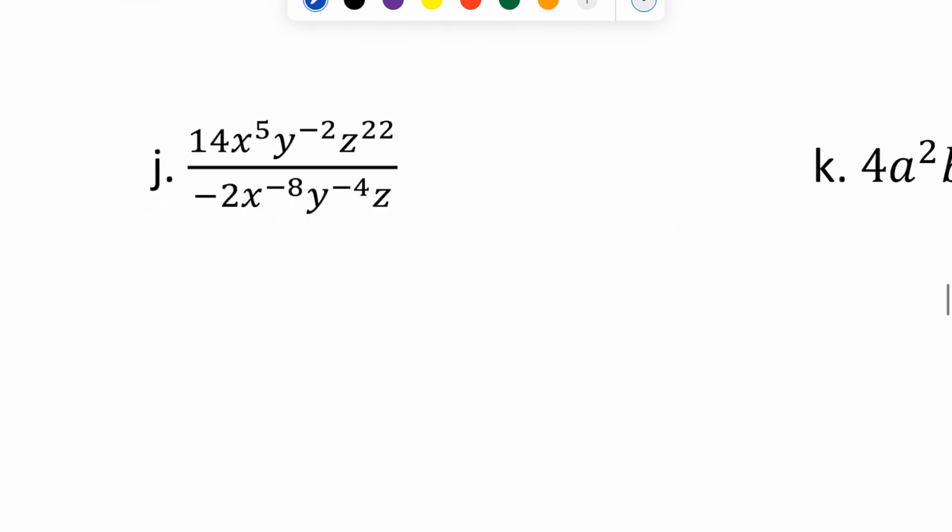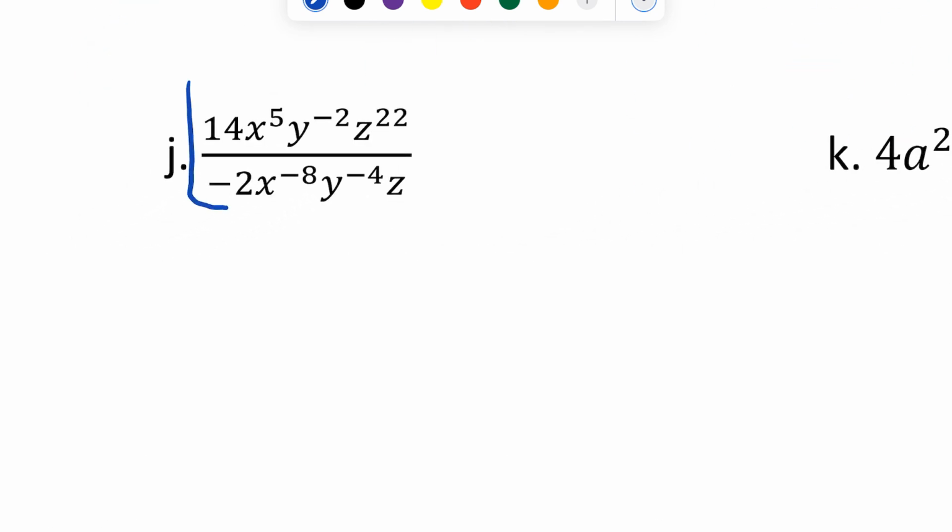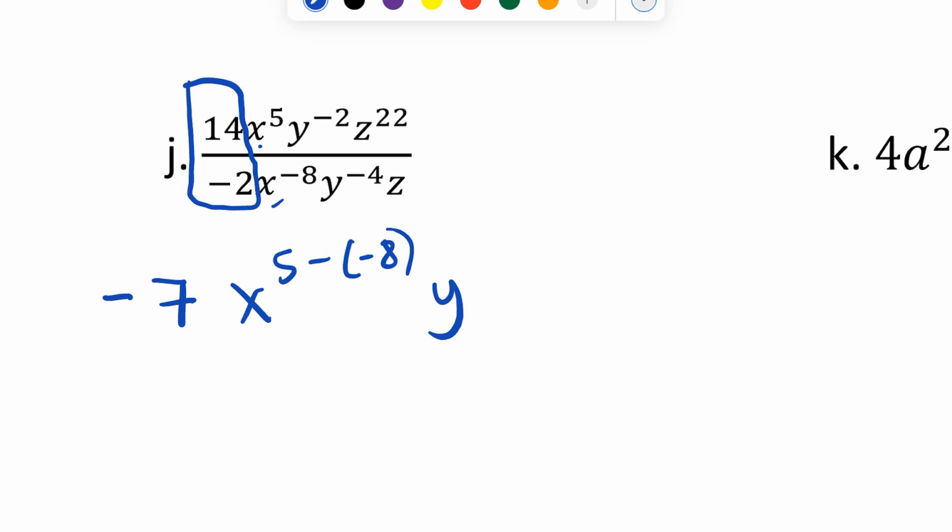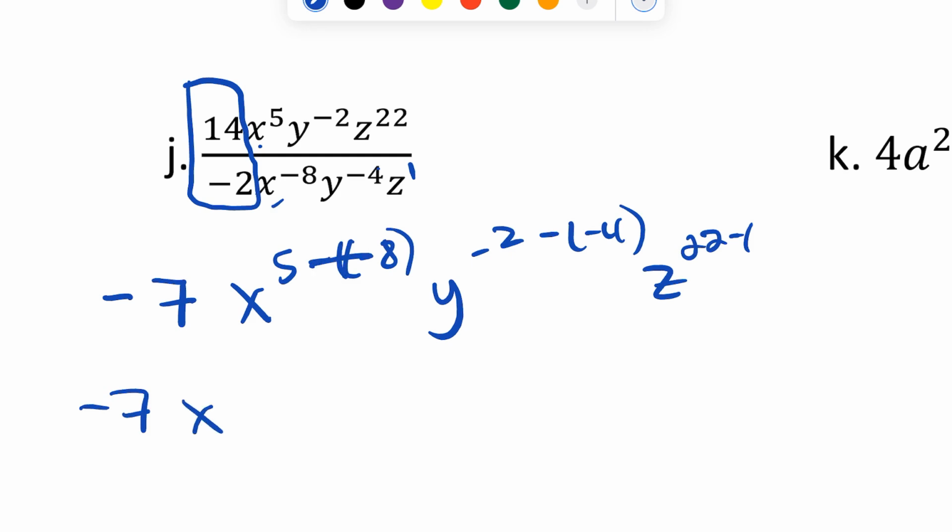Next one. Remember, we do coefficients first. So that would give me -7. Then I have my x's, so I would do 5 minus -8. Y, -2 minus -4. And z, remember there's a 1 there, 22 minus 1. So I get -7. Remember that turns to a plus sign. That's 13. This turns to a plus sign, so that would be squared. And z to the 21st.